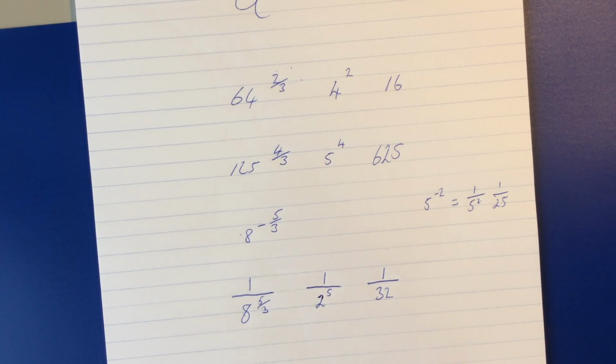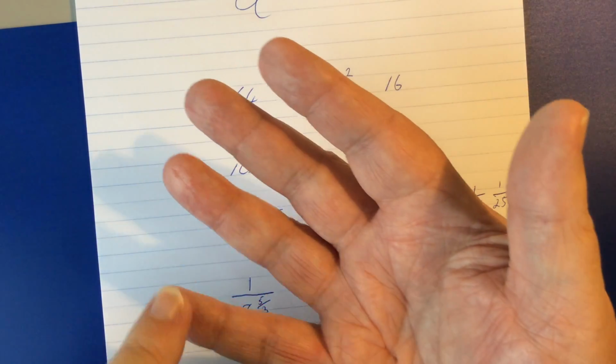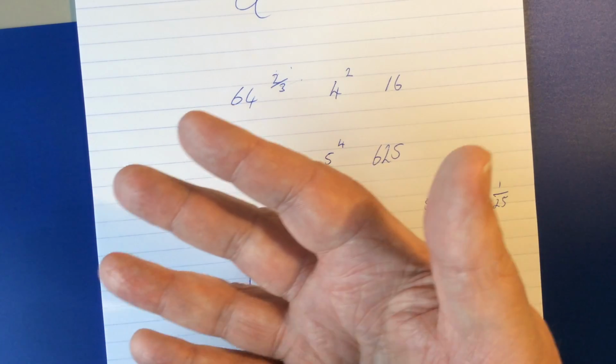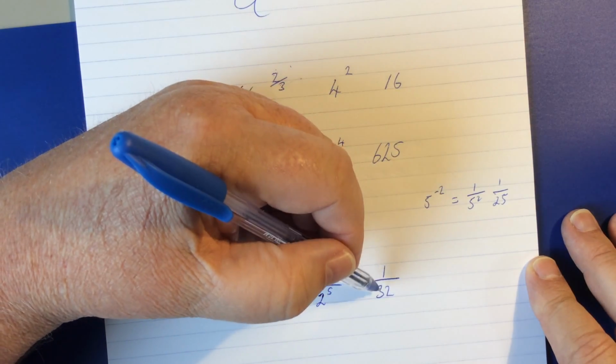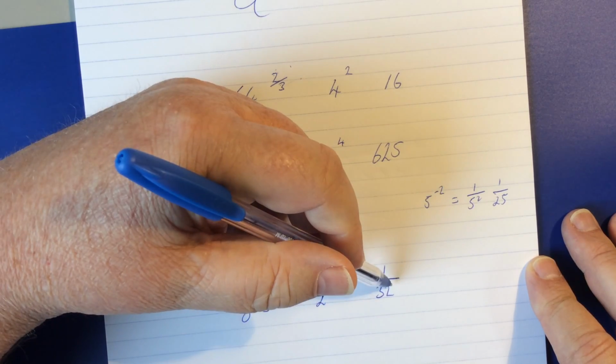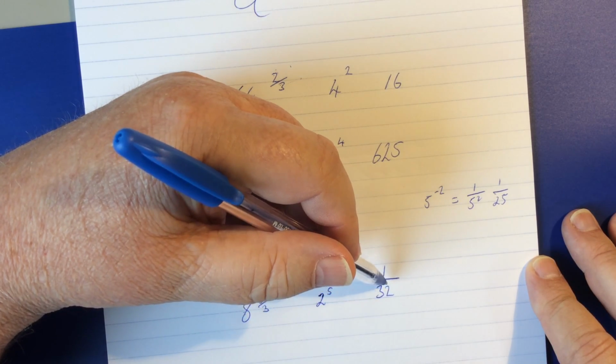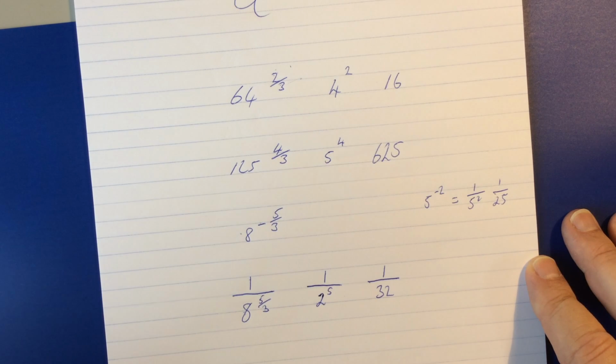You can do this on your fingers. I'm going to do it here. 2, 4, 8, 16, 32. That's how I do my powers of 2. Okay, so we've got what we set out to achieve.